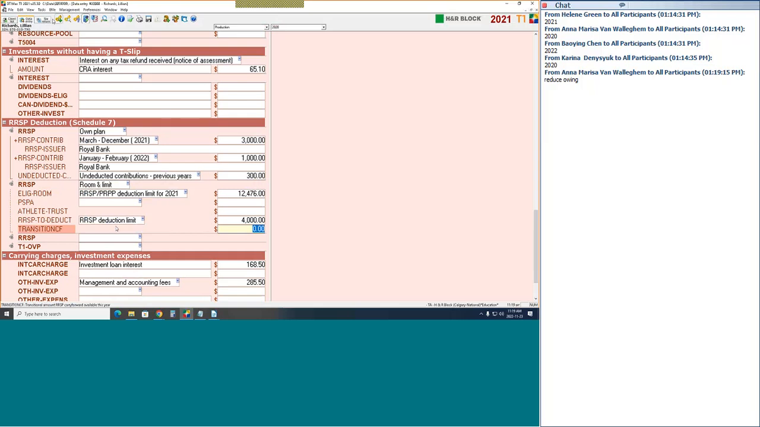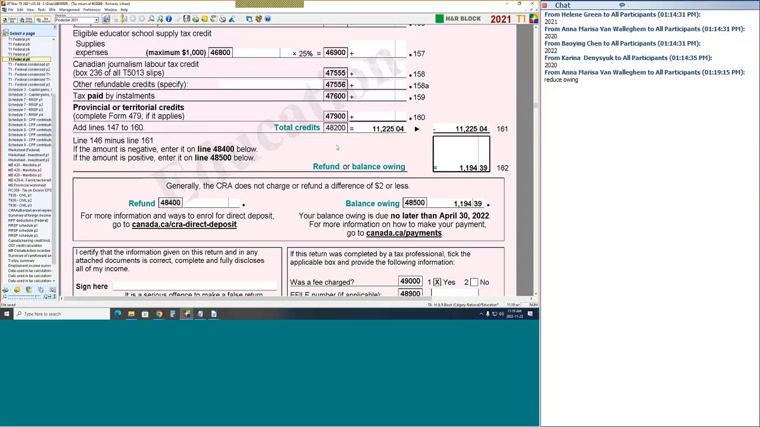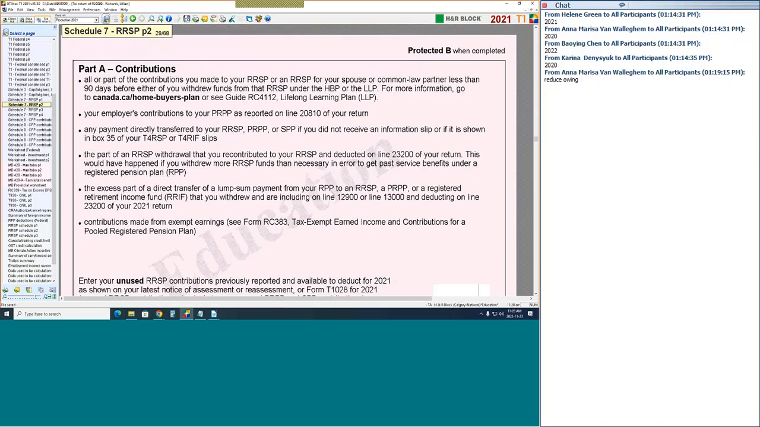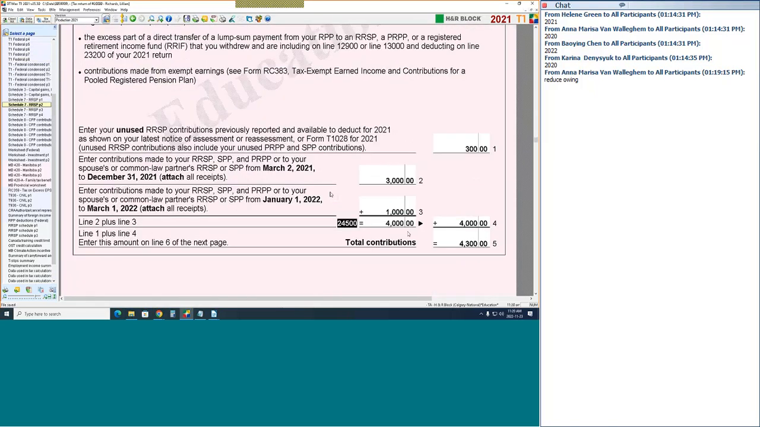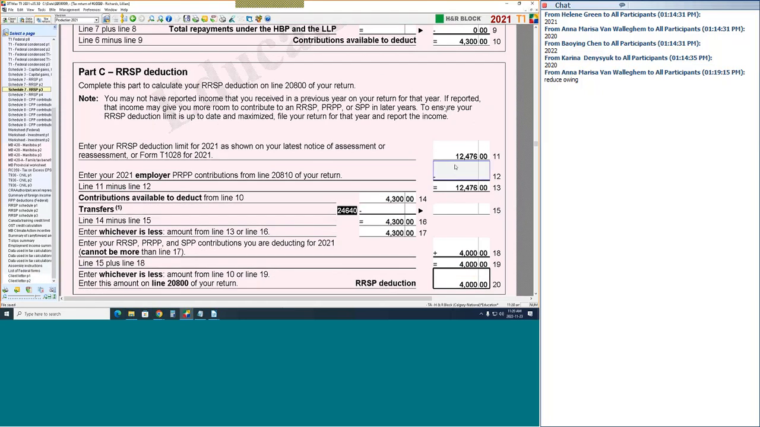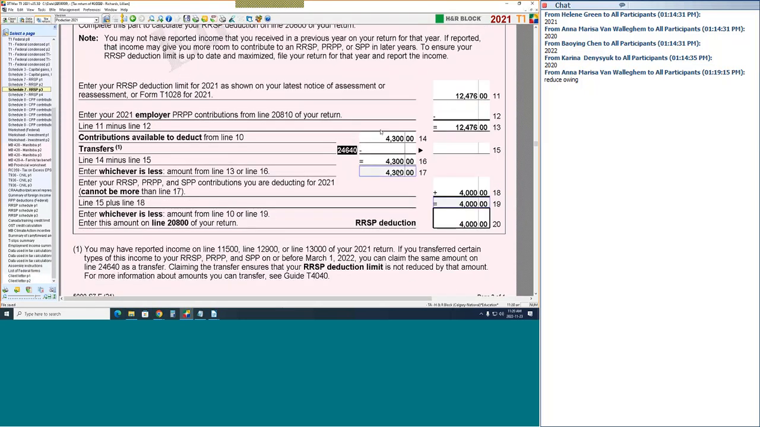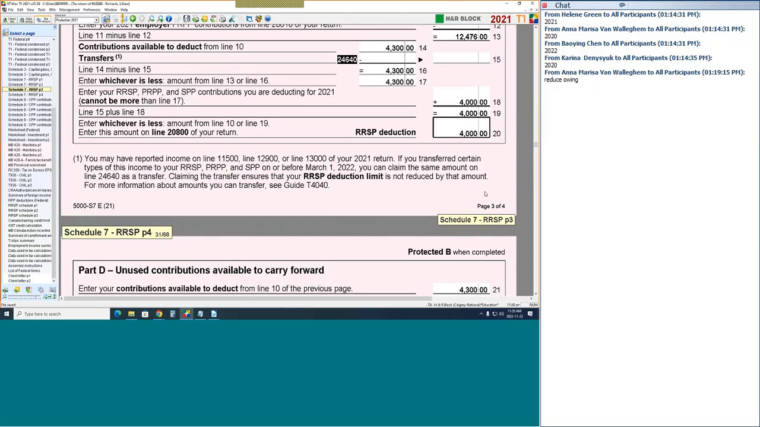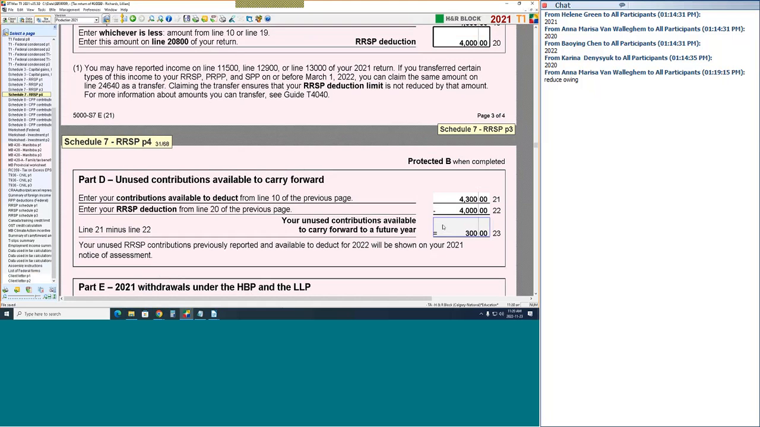If I do that and I go to the tax return now and I go to my Schedule 7 now, you're going to see I have made some choices. Total contributions is the same. The limit is the same. Amount eligible to deduct is $4,300, but amount I'm choosing to deduct is $4,000, and I'm choosing to carry forward $300. It will do what I tell it to if I tell it to do the right thing.